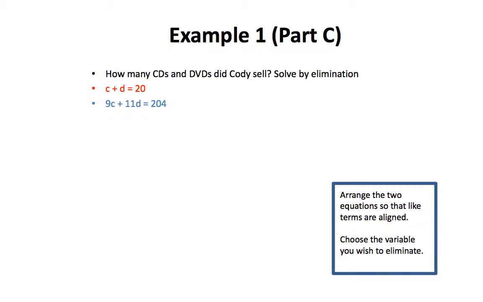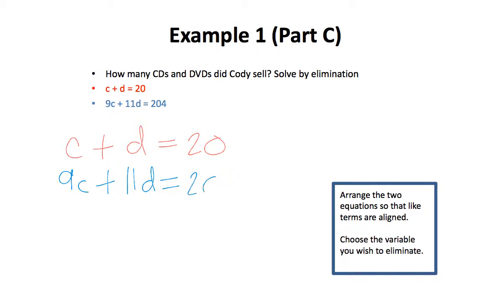Once we have these two equations, we need to arrange them so that like terms are aligned. As you can see, like terms are already aligned for us. C and 9C are like terms, positive D and positive 11D are like terms, and 20 and 204 are also like terms. Next, we're going to choose a variable to eliminate. I'm going to arbitrarily choose to eliminate the variable of C.